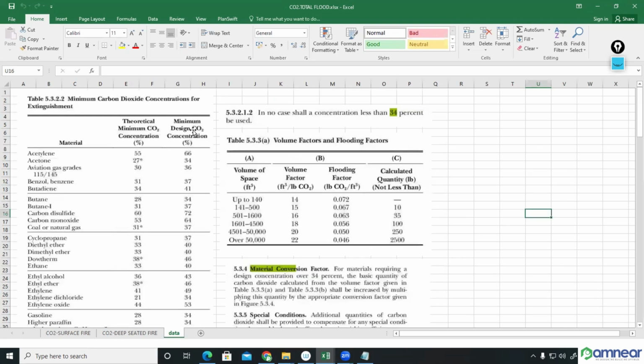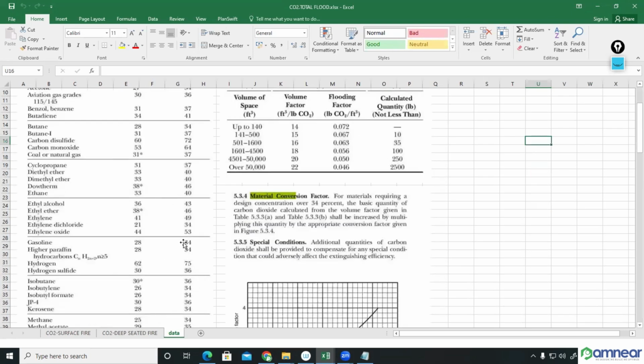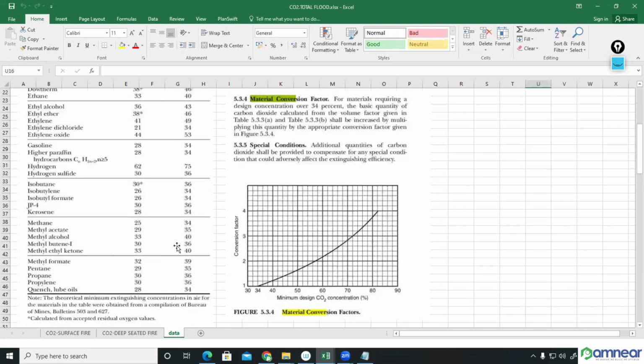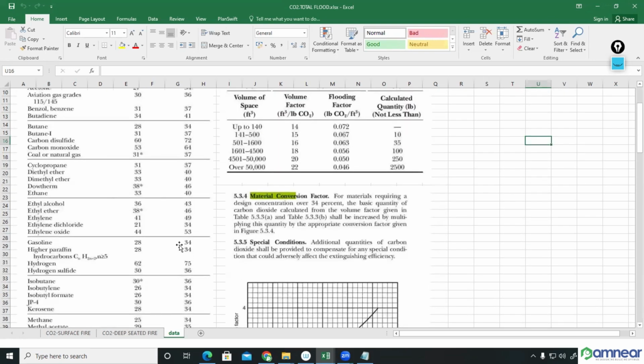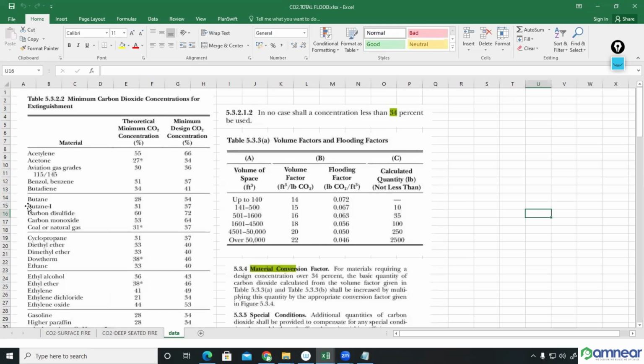Gasoline, the minimum design concentration, how much is it? 34%. For a server room, if you are using carbon dioxide, nowadays we are using FM200 only, but you can use the same 34% for a server room. But let's say I'm using benzol. Here you can see benzol or benzene. I'm storing benzol inside.